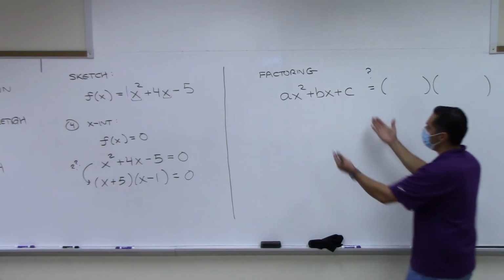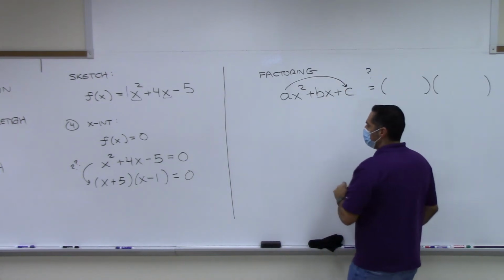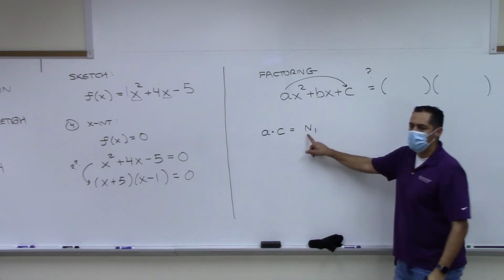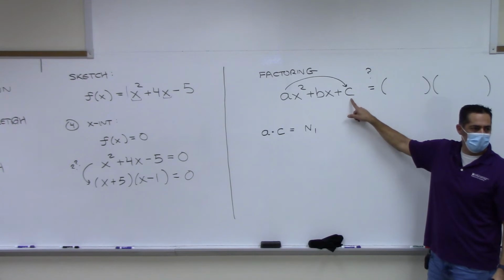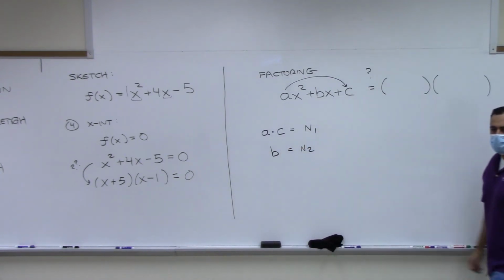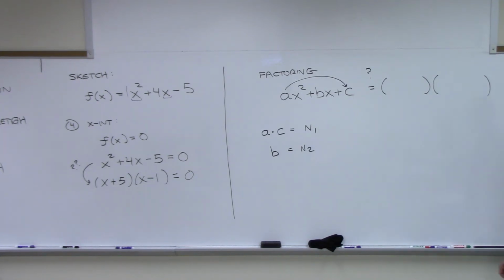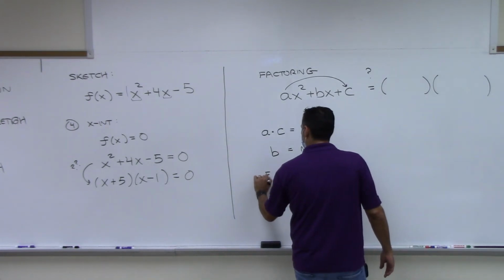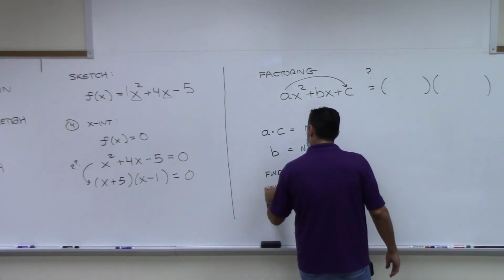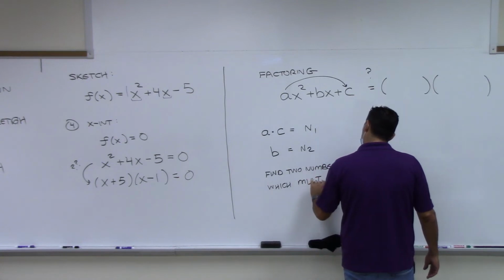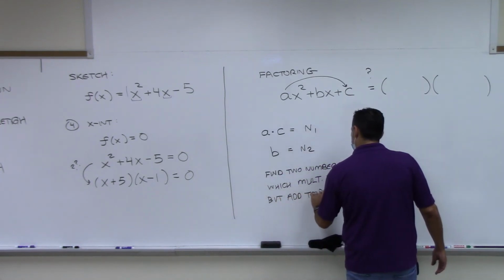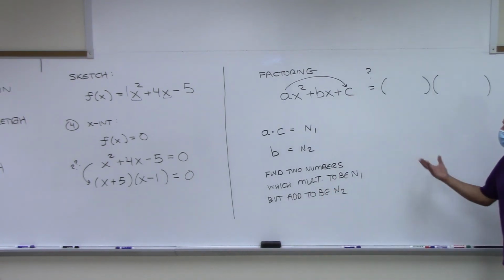So here's the method. You will multiply that number times that number, okay? So you take A and multiply it by C, and you're going to get some number. Let's call this N1, number 1. This is the first number you're going to get when you multiply A times C, all right? And then you're going to look at the number B in the middle, and that's going to be your second number, N2. And then you're going to find two numbers which multiply to be N1 but add to be N2.